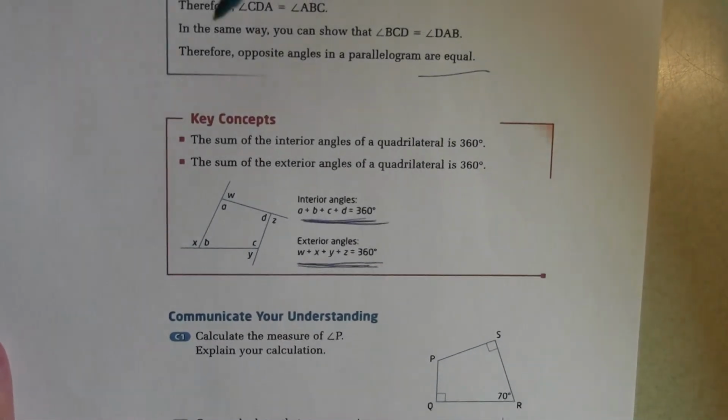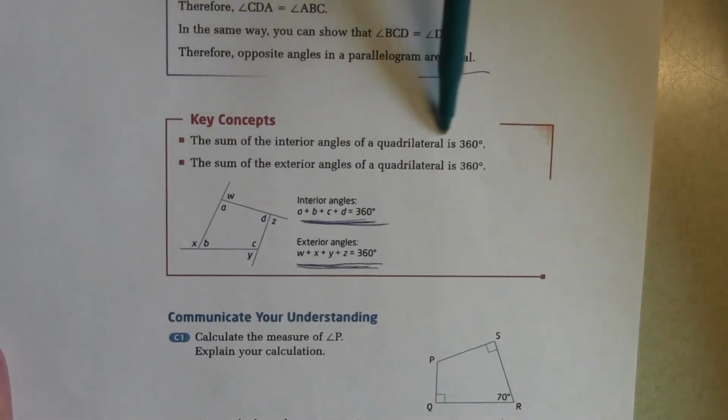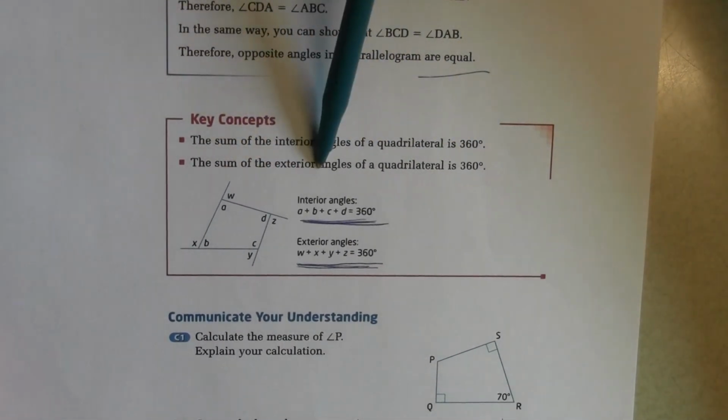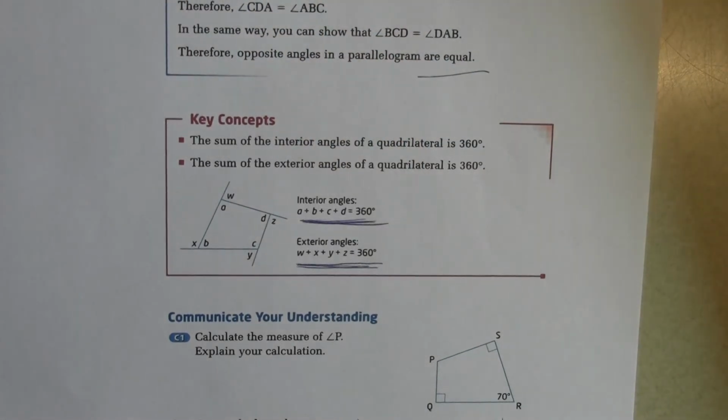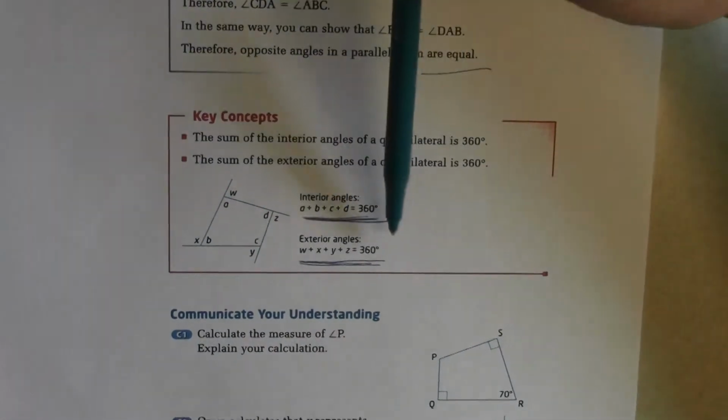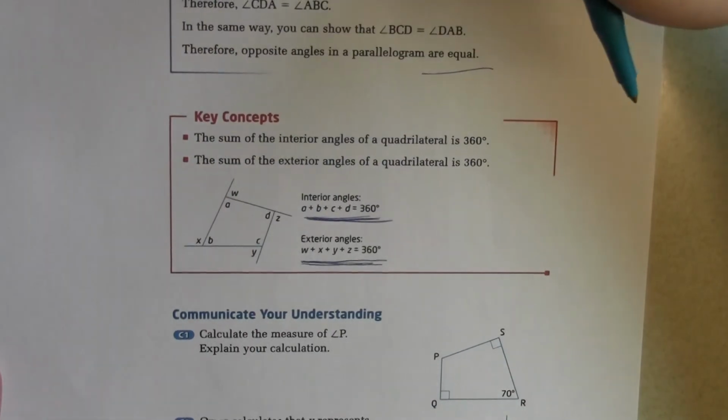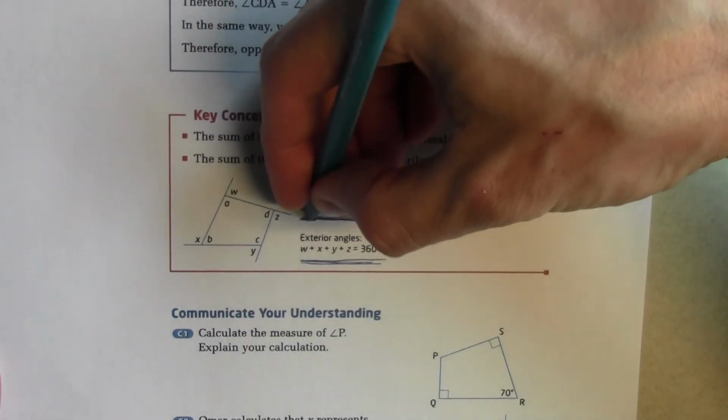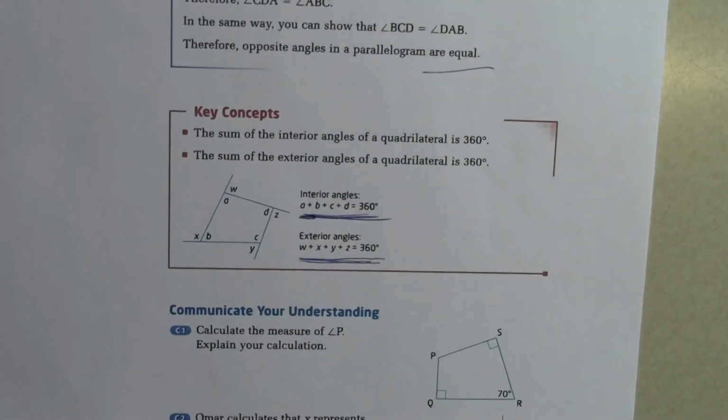So finally, our key concepts: the sum of interior angles of a quadrilateral is 360. The sum of exterior angles of a quadrilateral is also 360. Any questions? Very easy, very similar to 7.1, just dealing with quadrilaterals.